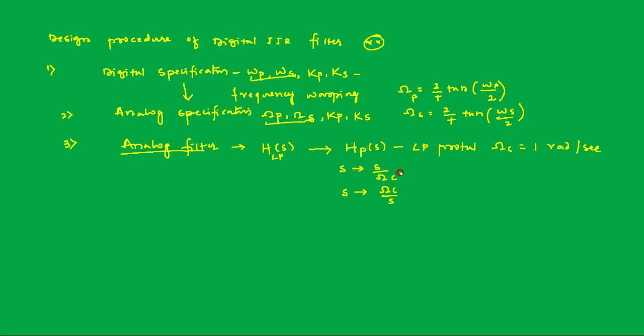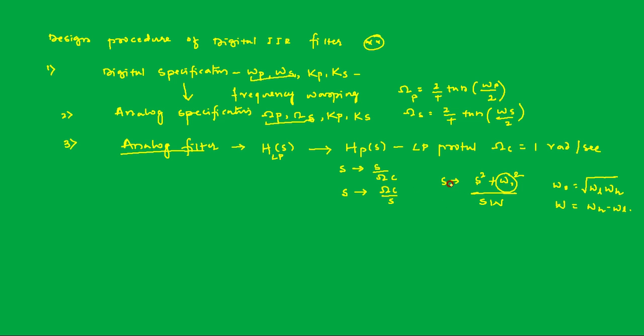If you want to convert the low pass prototype into band pass, what is the substitution? The substitution is (s square plus omega naught square) divided by (s into W), where omega naught is the center frequency, which is equal to square root of omega L into omega H, the lower cutoff frequency and higher cutoff frequency. And what is this W? This is the passband bandwidth, which is given by WH minus WL.